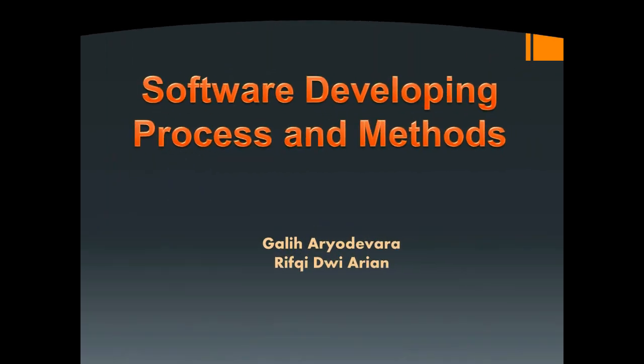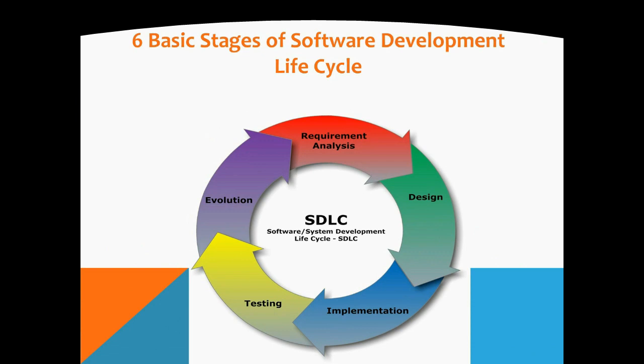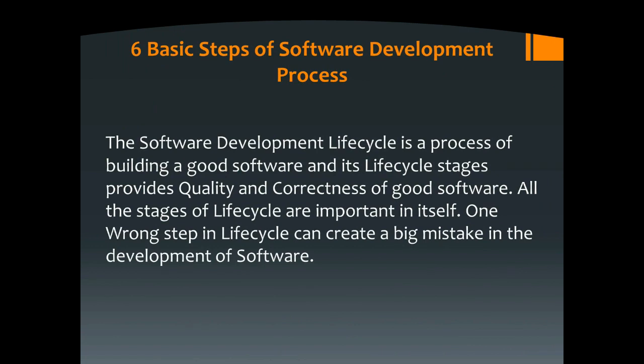Okay, today I want to explain to you software development process and methods. There are 6 basic stages of software development lifecycle. First, requirements analysis, then design, then implementation, then testing, then evolution. These are the 6 basic steps of the software development process.